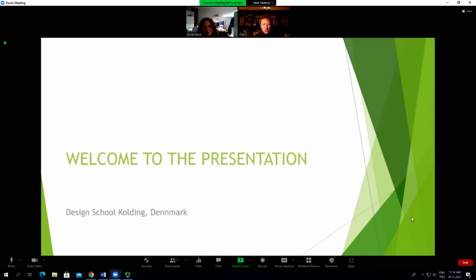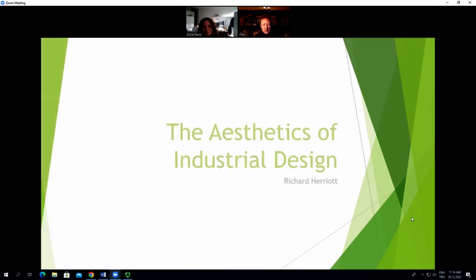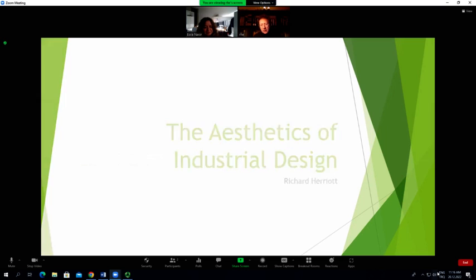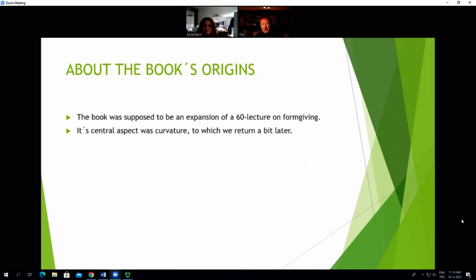How did the book turn up? Well, the book was originally intended to be an expansion of a 60-slide presentation which I used to give on form giving, which I started teaching more than 10 years ago. And the core of this was to do with curvature and form and line, but specifically lines and surfaces and the geometry of objects that we see in industrial design.